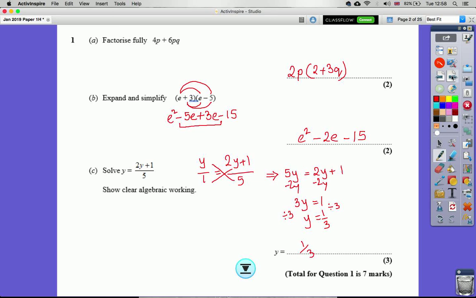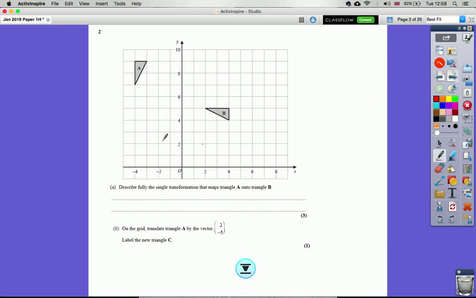Alright, so now we're going to move on to question number 2, transformation. The first question is saying, describe fully the single transformation that maps triangle A onto triangle B. Now you can use tracing paper for this. We'll try doing it without tracing paper here. First thing, it's a simple case of rotation because the shape has turned, right? So we're going to write rotation. And it's 90 degrees. Clockwise.